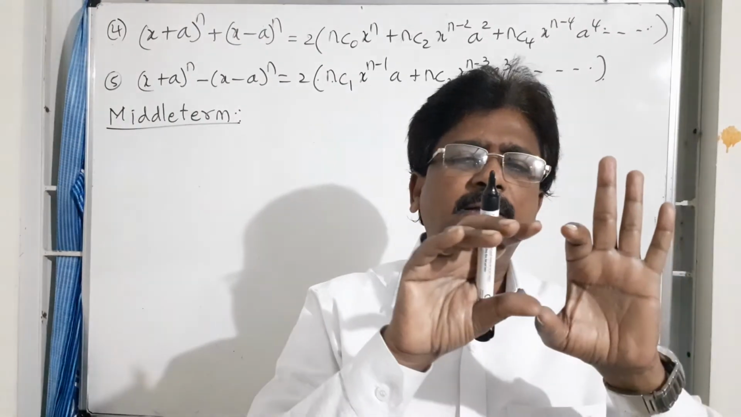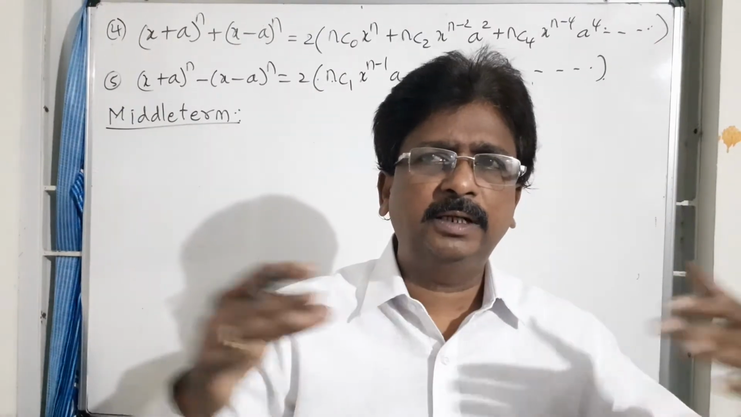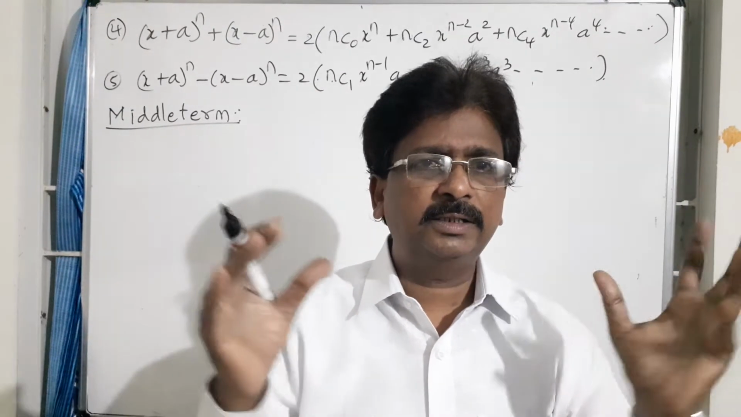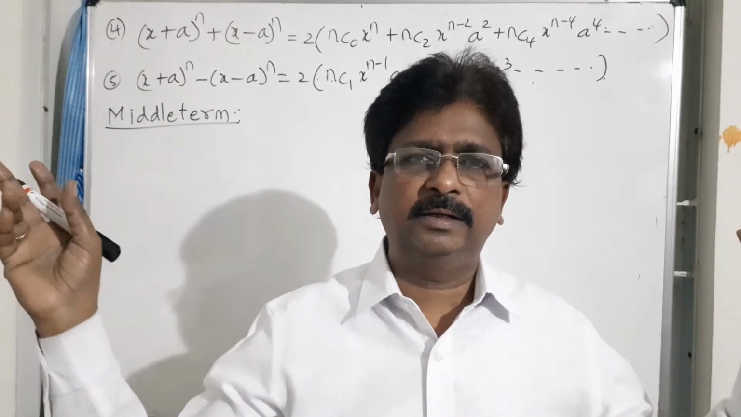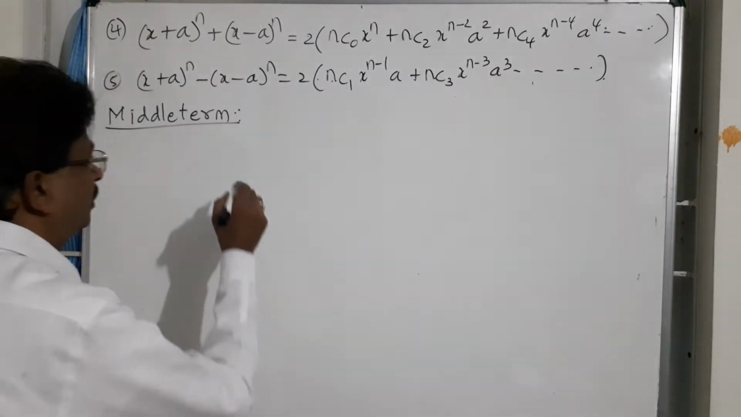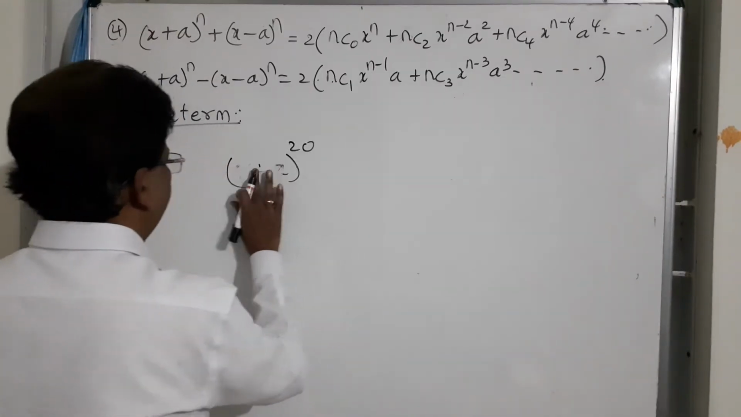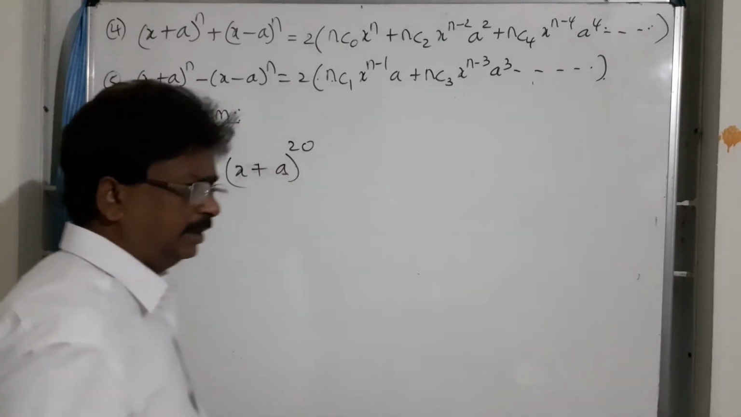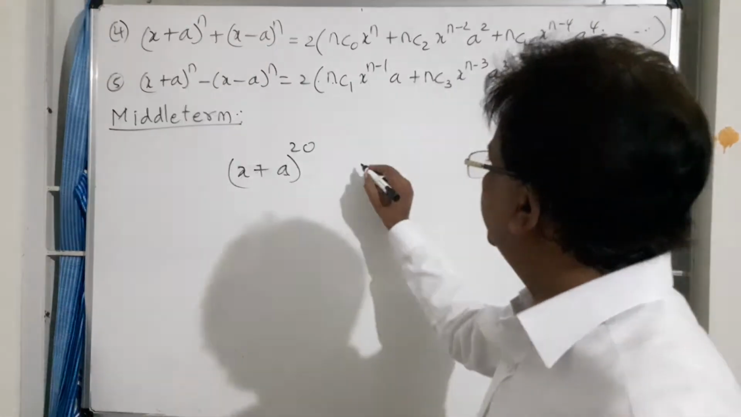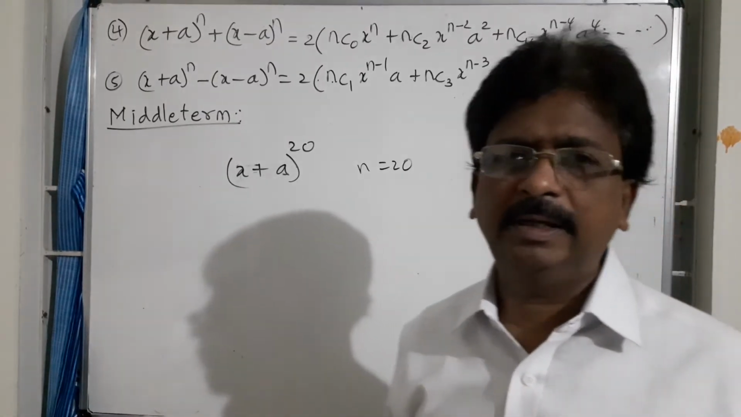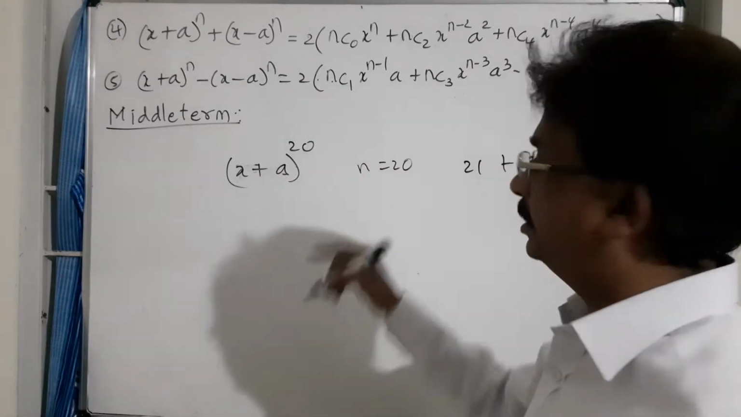After writing all the terms in the expansion, you have to count all the terms. Suppose the number of terms is 21, then what is the middle term? 21 can be shared into two parts, 10 plus 10 plus 1. Suppose (1 + x)^20, or (x + a)^n, you may take any one expansion. Here the power is important. Now n is equal to 20. How many terms will come here? n plus 1 terms, that is 21 terms. So remember that n is an even number.